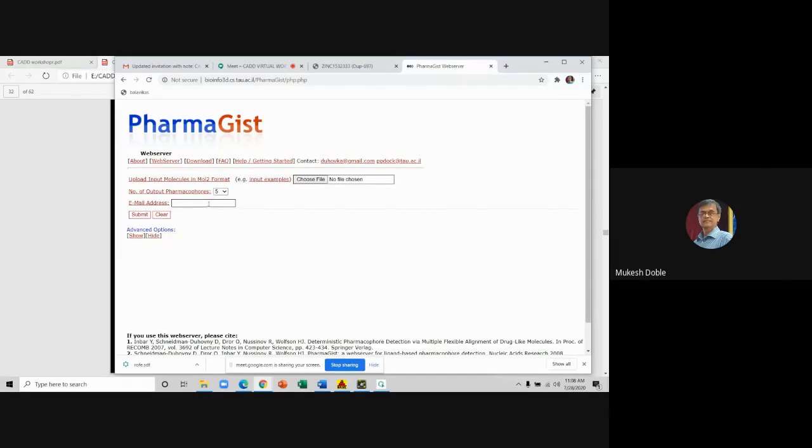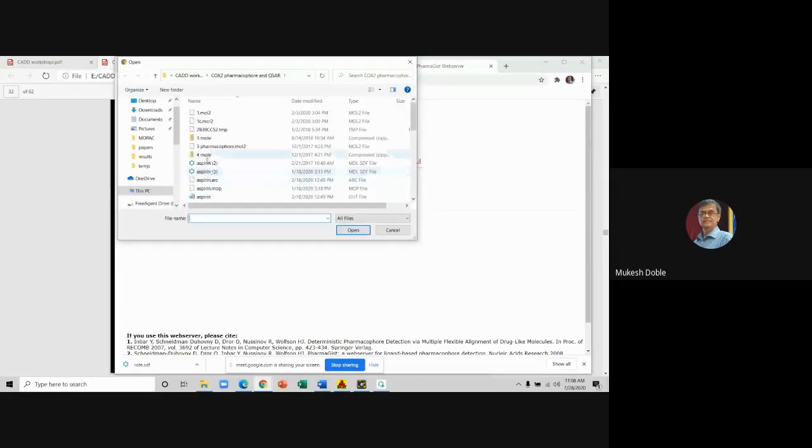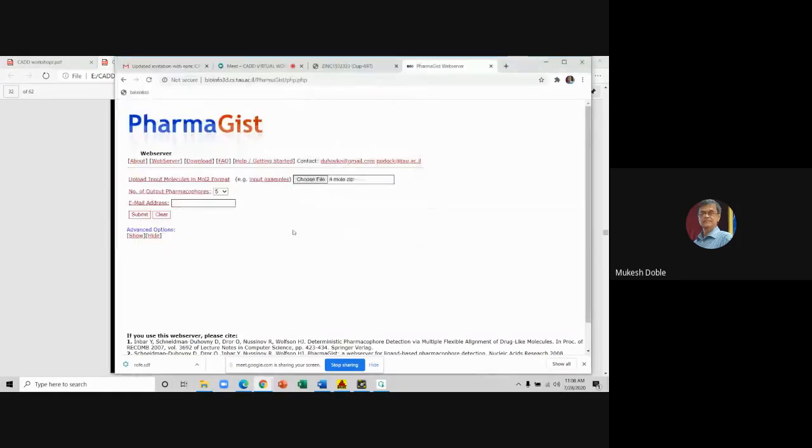So you can see here I upload the zip file, upload input molecules in mol2 format. Then I give the email address here. Then I choose the file, the 4 molecules in our problem, and you can mention how many pharmacophores you want to look at. We have only 5. Email address I give, and then I say submit. It may take about 2 hours. So I give submit.